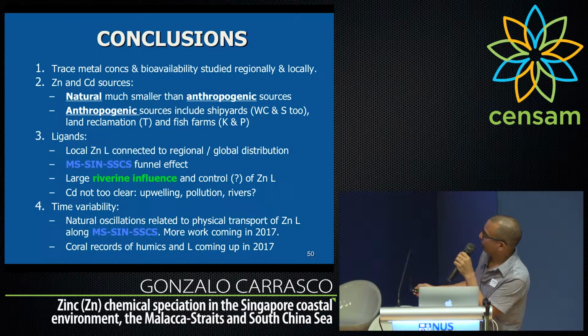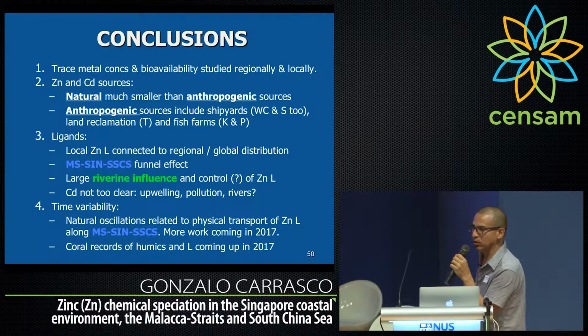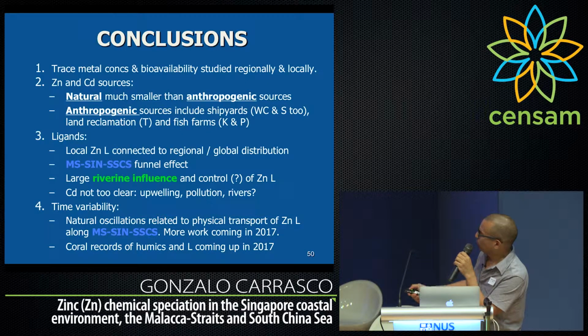There is this funneling effect along the Malacca Straits to Singapore to the south end of the South China Sea. There is a really large riverine influence, which we really intend to continue studying in the Rajang mostly, and in a couple of other places in Peninsular Malaysia and Borneo as well. Cadmium is not too clear, so we really need to do a little bit more work on this. In terms of the time variability, the natural oscillations along the Malacca Straits, Singapore, South China Sea can be related to the physical transport of the ligands along this transect.